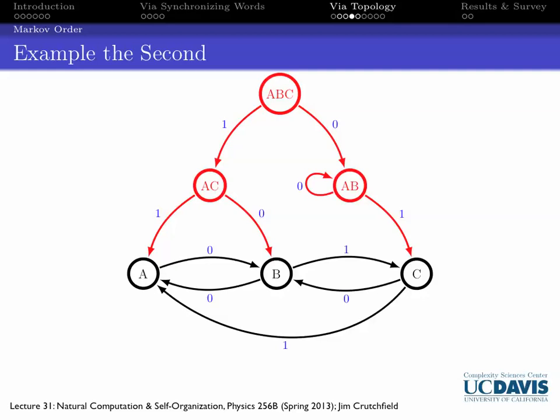So even though this branch of the machine can be perfectly retrodicted, in that, well, if I came here on a 1, I know I was here, and then some arbitrary number of 0s will take me back. But this path cannot be retrodicted.